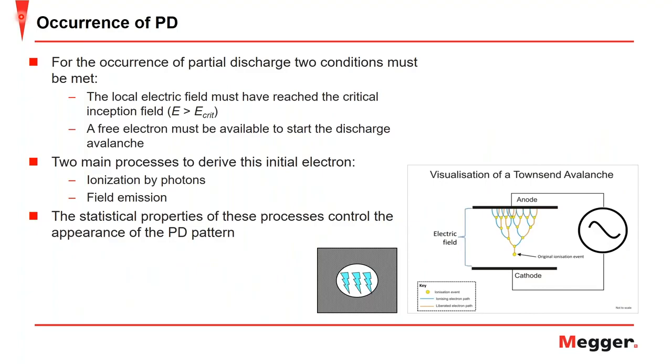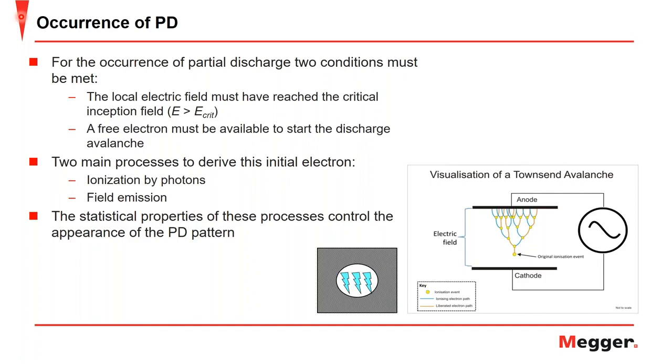So moving into the occurrence of partial discharge. For the occurrence of partial discharge, 2 conditions must be met. First, the local electric field must have reached the critical inception field, meaning that the local electric field should surpass the electric field that is necessary for partial discharge to take place, or otherwise exceed that dielectric strength. And the second condition is the availability of a free electron to start the discharge avalanche.